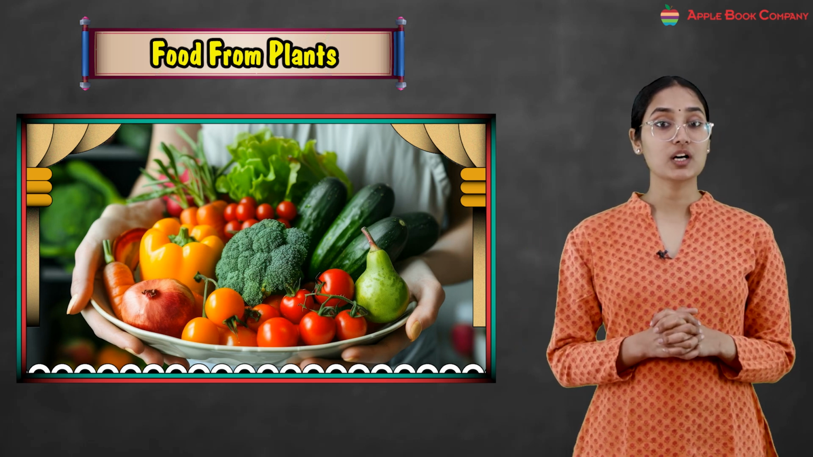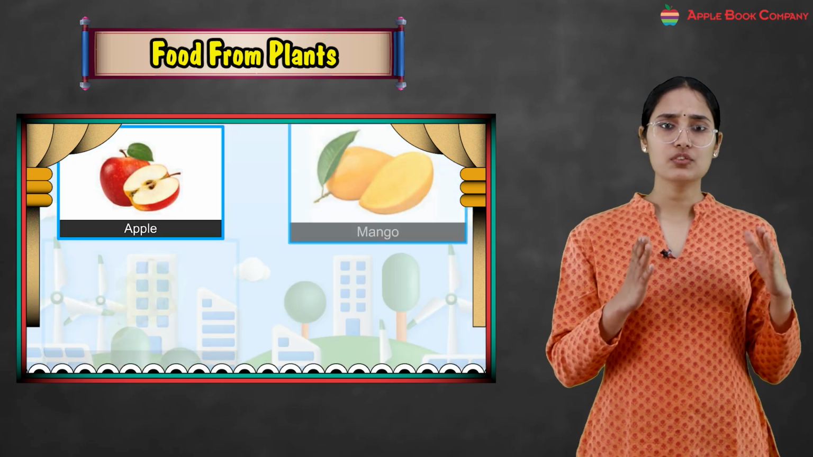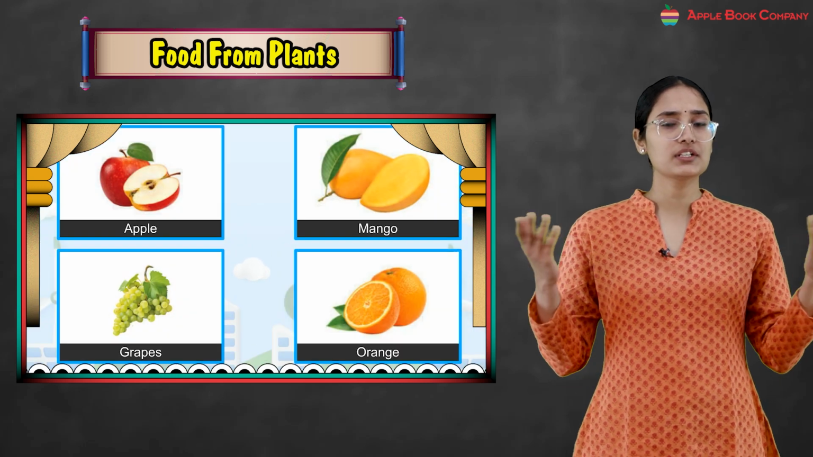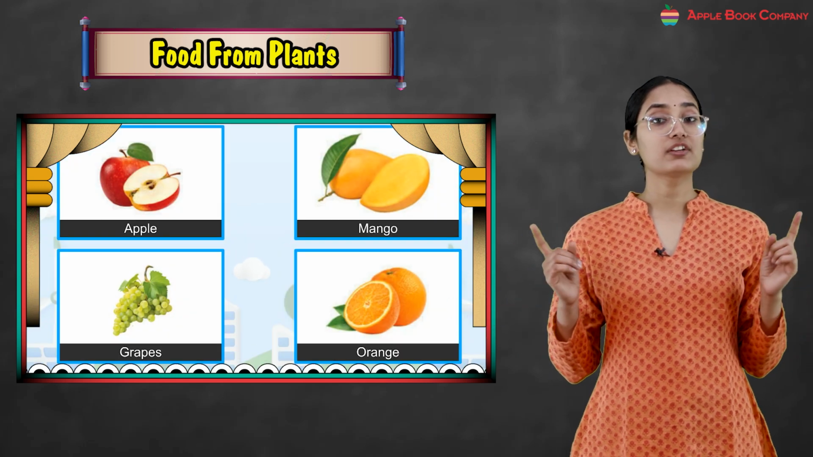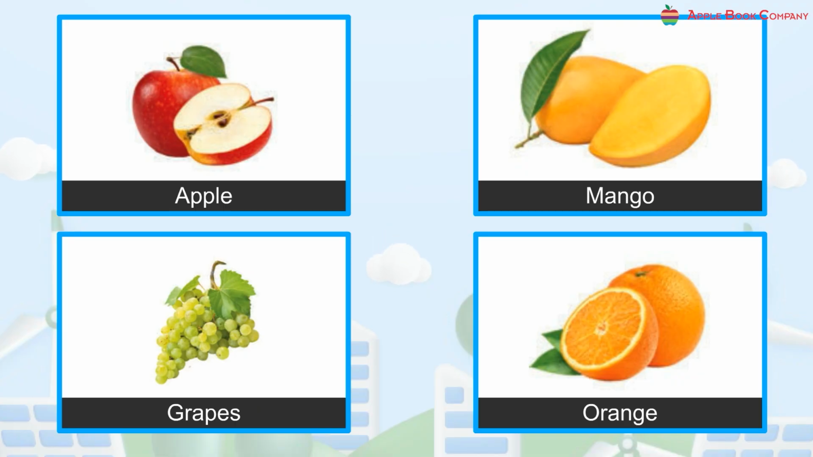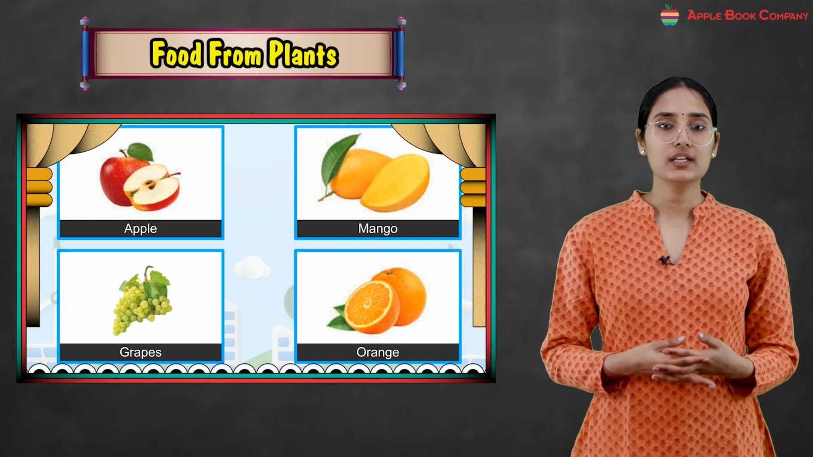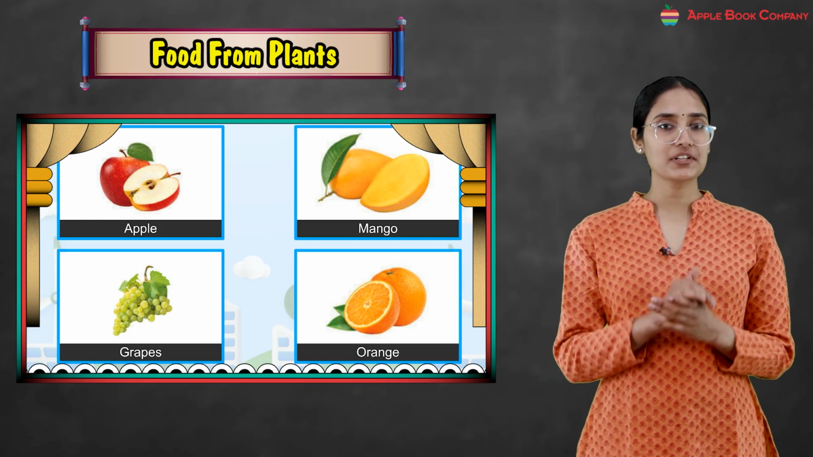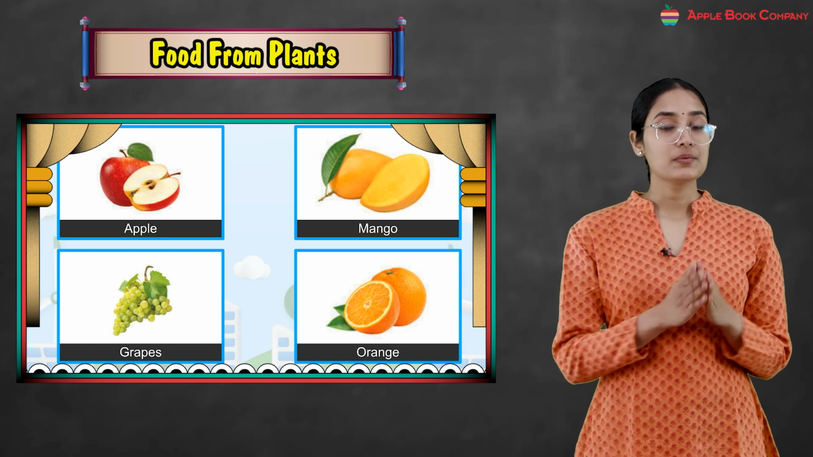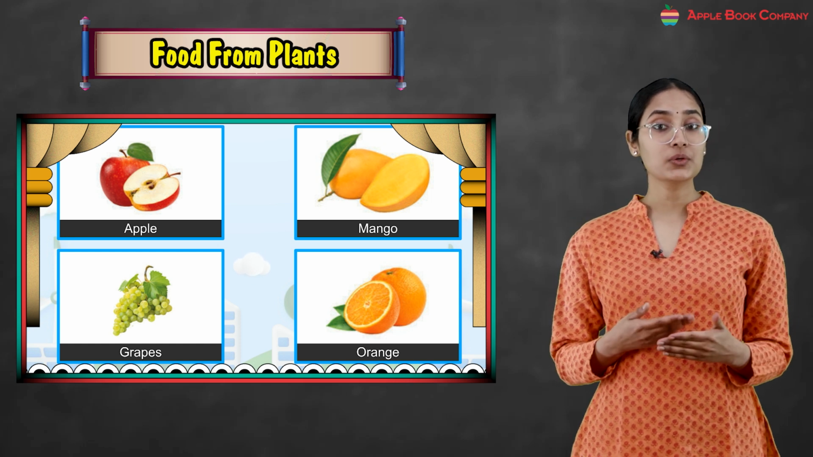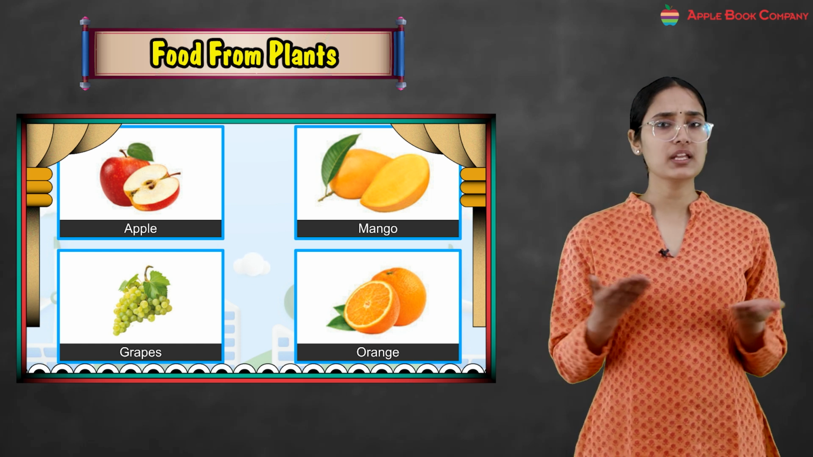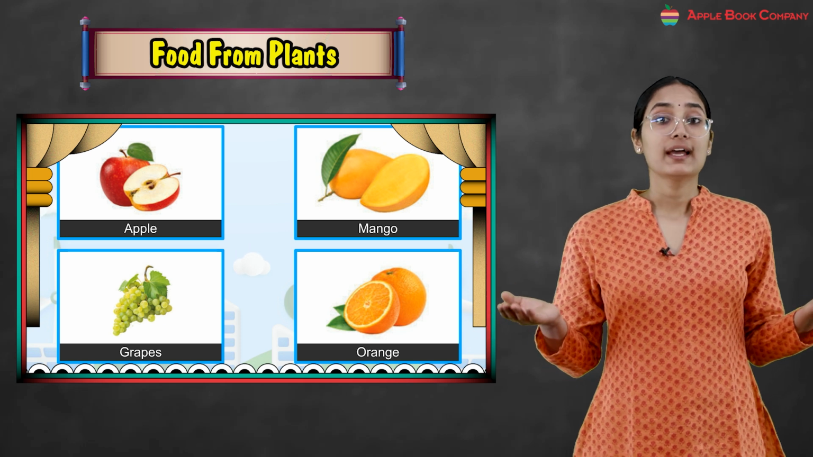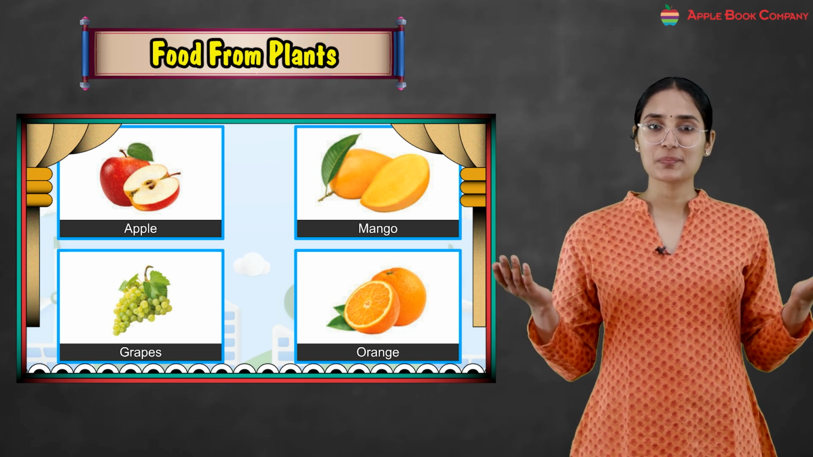Most of our food comes from plants. What are the different kinds of food that we get from plants? Some plants give us fruits, okay? So what's your favorite fruit? We eat apple, mango, grapes, orange and many different varieties of fruit, and we all get them from plants.